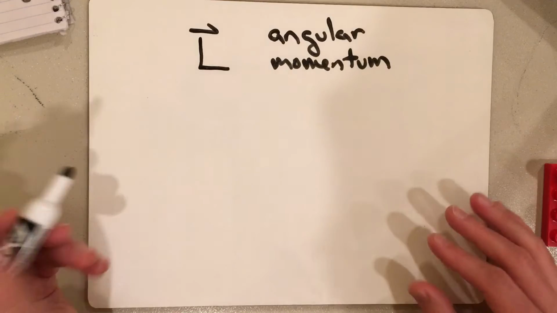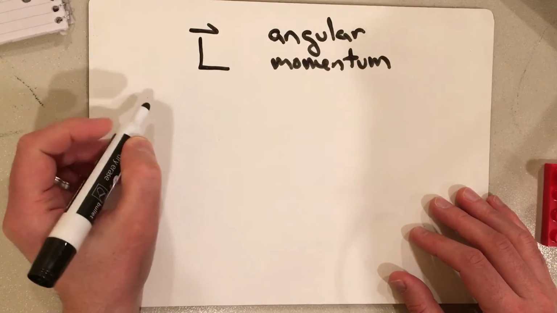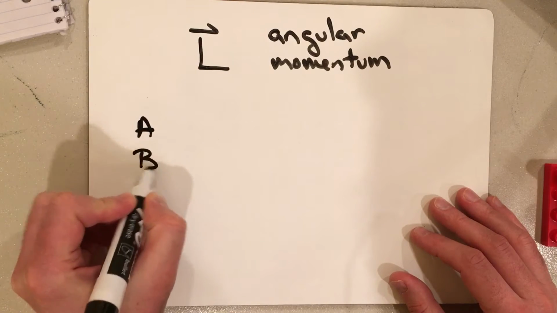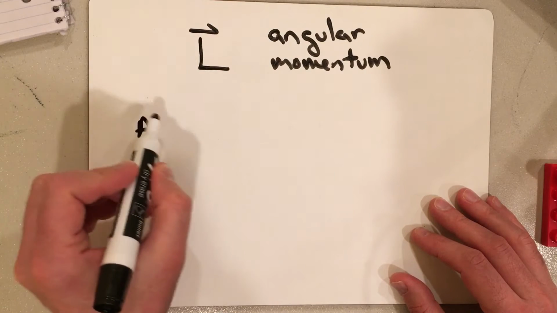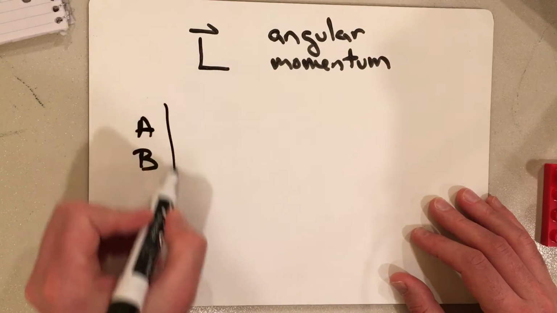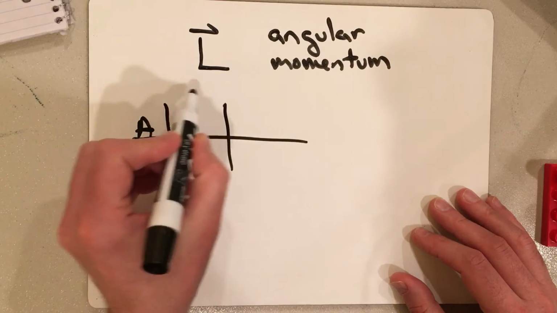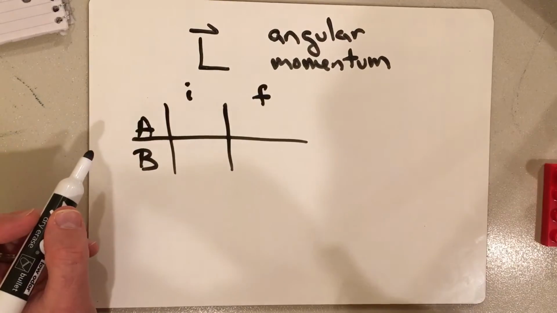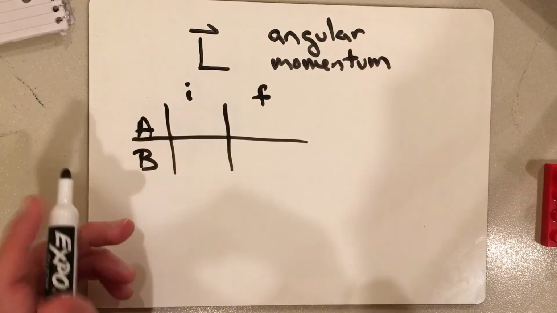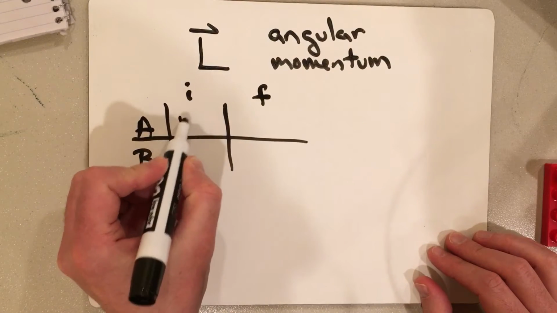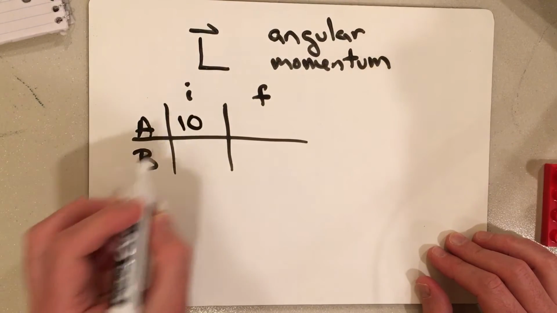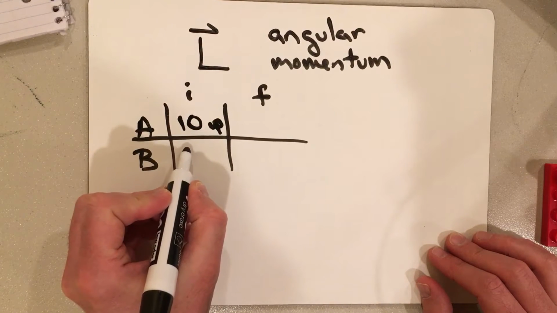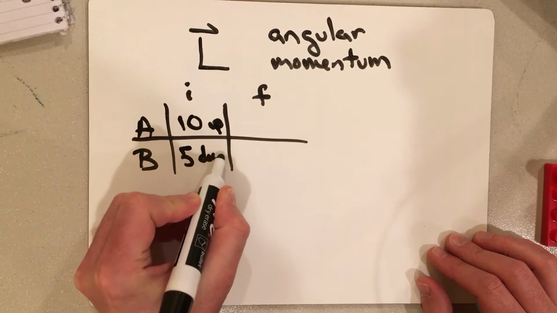So let's do just a simple example. Let's say we have two objects, object A and object B. Let's make a little chart here, with my initial moment in time and my final moment in time. Object A has an angular momentum of 10 up, and B has an angular momentum of 5 down.